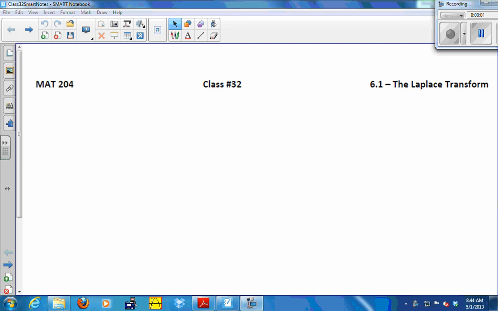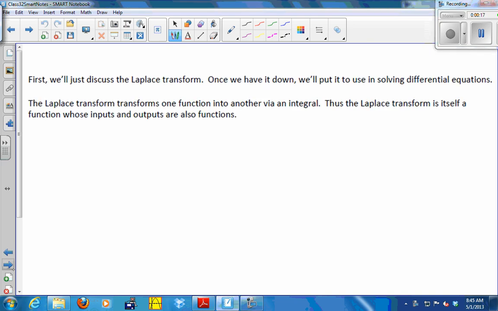Okay, so 6.1, the Laplace transform. For many people, this is the purpose for which you take this course, because you use the Laplace transform a lot in engineering. First, we're just going to discuss the Laplace transform, and once we have it down and are able to use it, then we're going to explain how it works to help you solve a differential equation.